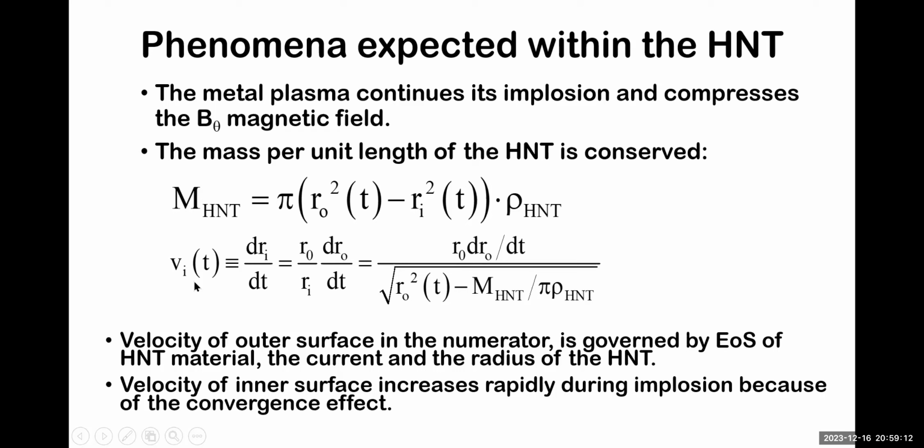This is the same principle which is used in inertial confinement fusion targets to achieve a fusion spark, which is supposed to begin the ignition of the ICF pellet. Now the velocity of the outer surface, which is there in the numerator here, is governed by the equation of state of the HNT material, the current flowing in it, and the instantaneous radius of the HNT. The velocity of the inner surface increases rapidly during implosion because of the convergence effect, which is the inverse dependence on the inner radius.